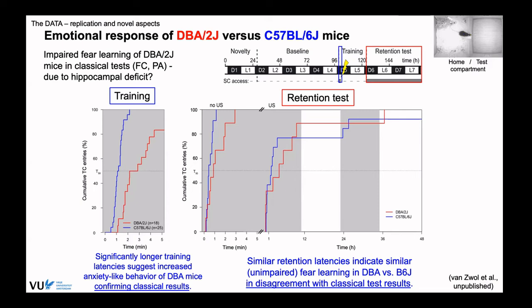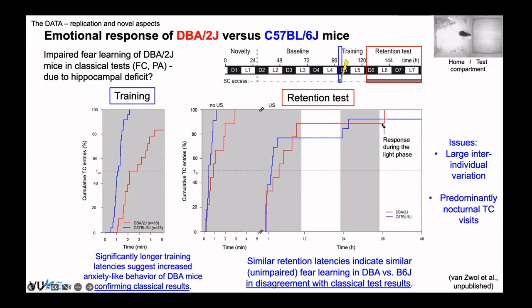And I can tell you, I have done in the meantime spatial learning tests with DBAs. And if you do different reinforcement, they are indistinguishable from C57 black 6 mice. Yeah. Again, here is one of the few daytime responses.